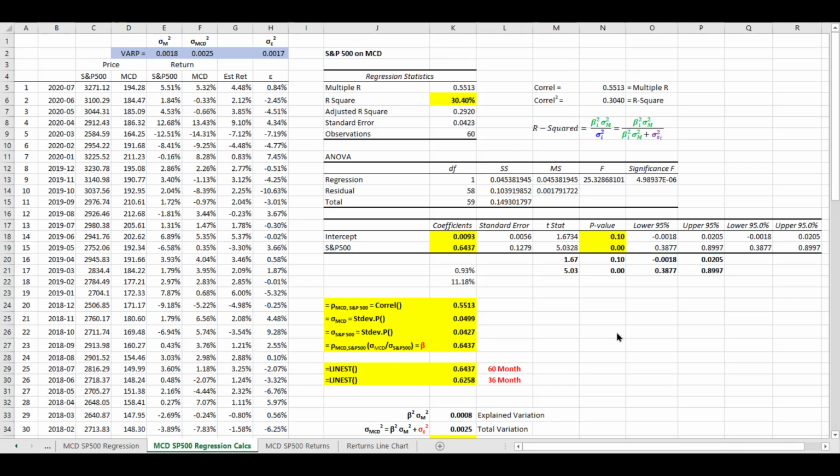So to recap, I have an R squared of 30.40. That means 30.4% of the variation in the return of McDonald's is explained by the return of the market. I have an alpha of 0.0093, which is equivalent to 0.93% per month, or 11.18% per year. I can be 90% confident that that's not 0, although I can't be 95% confident that that's not 0. And I have a beta for this stock of 0.6437, and I can be 100% confident, or 99+% confident, that this is not equal to 0.